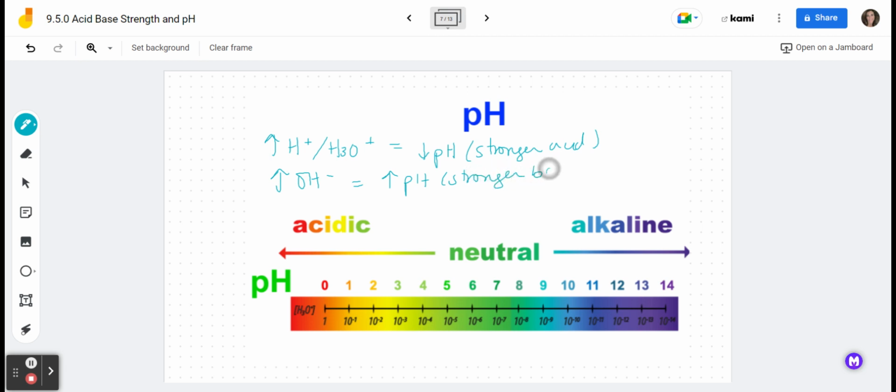So opposite sides, strong base down here, strong acid down here. And as I go left to right, I'm going to decrease my H pluses, but I'm going to increase my OH minuses. And the opposite is true going from the other side.